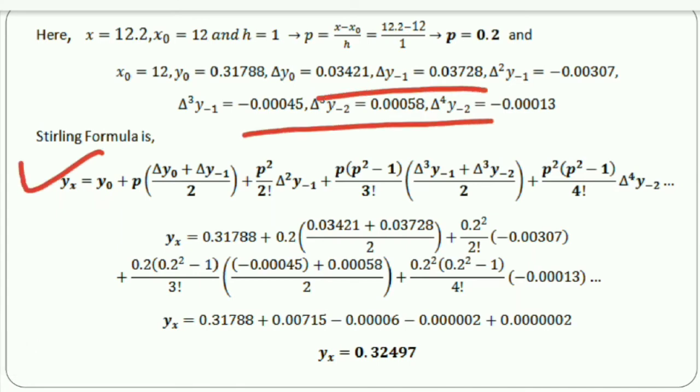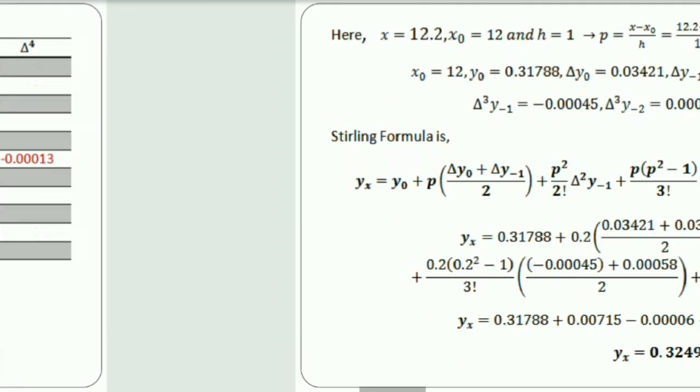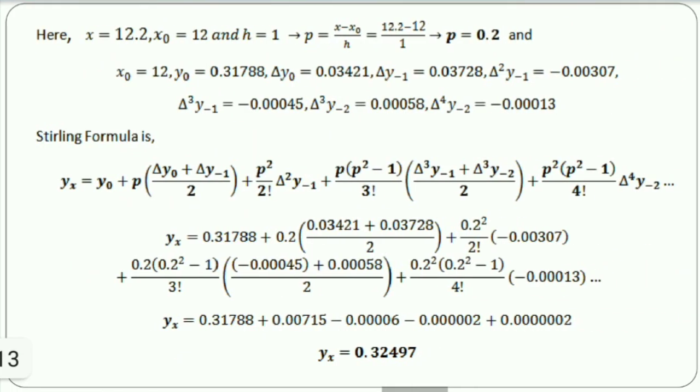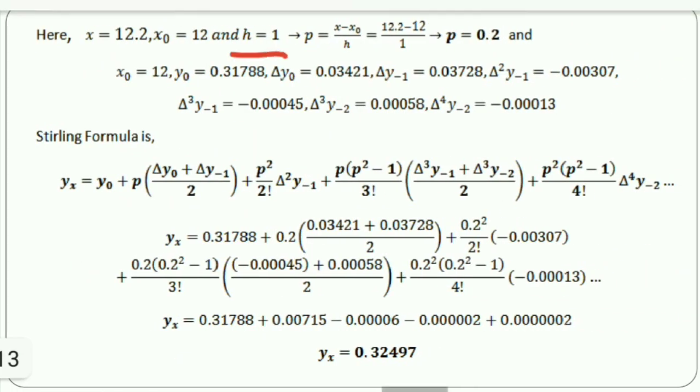Now what is h? You can see in the table the common difference in x is 1. 10, after 10 we have 11, that means a difference of 1. 11, after that 12, a difference of 1. So the value of h is 1. We get the value of p with this formula: p equals x minus x naught by h. x is 12.2, x naught is 12, h is 1. We put in all the values and got the value for p.